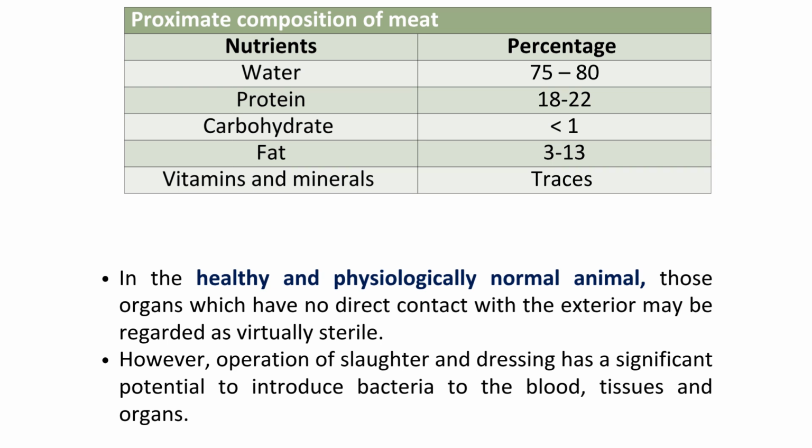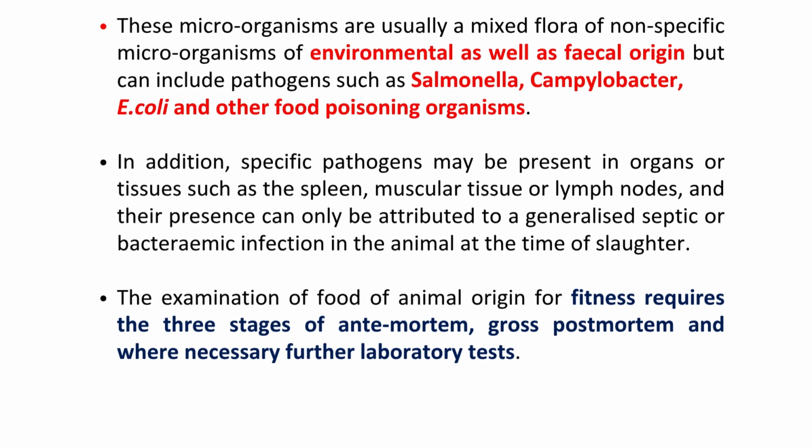In a healthy and physiologically normal animal, the internal organs that have no direct contact with the exterior are virtually sterile. However, the operations of slaughter and dressing have a significant potential to introduce bacteria to the blood, tissues and organs. These microorganisms are usually a mixed flora from the environment and fecal origin. Alarmingly, they can include pathogens like Salmonella, Campylobacter, E. coli, and other food poisoning organisms.